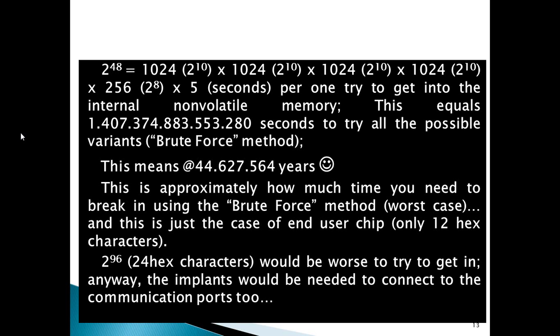2 to the 95th power, meaning the 24 hex characters, would be worse to try to get in. Anyway, the implants would be needed to connect to the communication ports too.